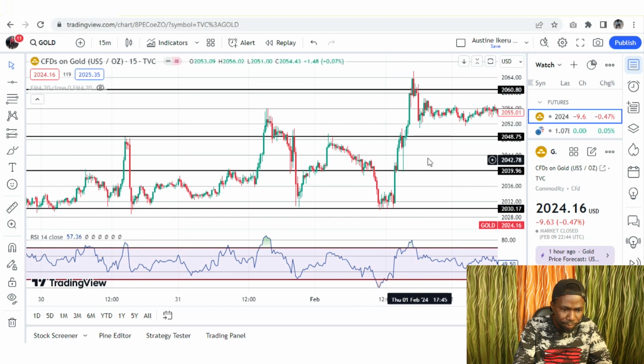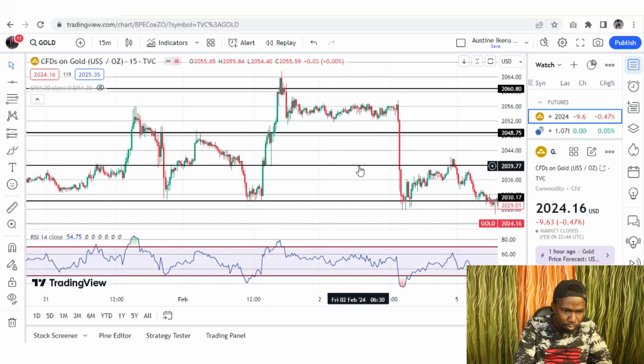Now look at this one again. The price now went down to this support level, right? And the RSI broke below the oversold condition, right? You can see that the RSI broke below the oversold condition. This is where the RSI is. So you can clearly see that the price is already at the support level. This is the support level.